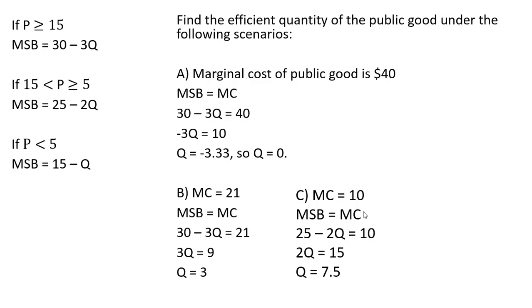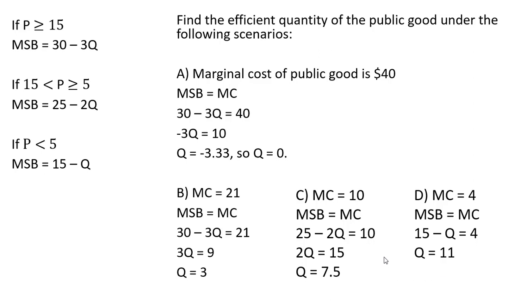So as the marginal cost of providing the public good falls, the efficient provision of it increases. And for D, we are going to set the marginal cost of the public good at $4. So here we're dealing with a value less than 5, so setting the marginal social benefit equal to 4 and solving, the efficient provision here of the public good is 11.